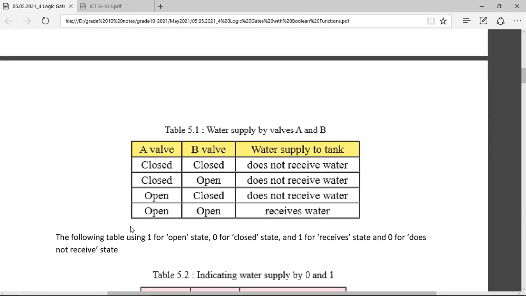Can you draw the diagram? Now they have given the following table using 1 to open, 0 to close, and 1 receives water, 0 for does not receive water. Can you convert this water supply with the help of these ones and zeros?